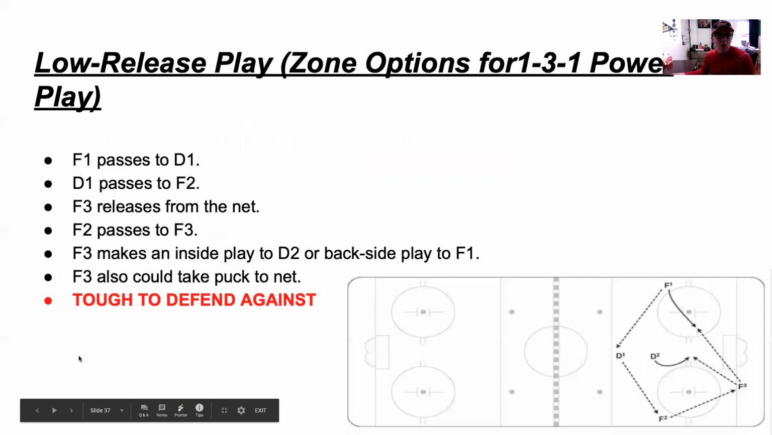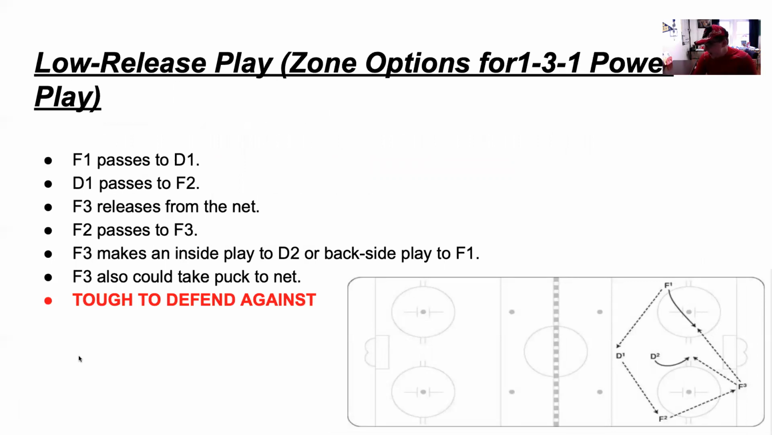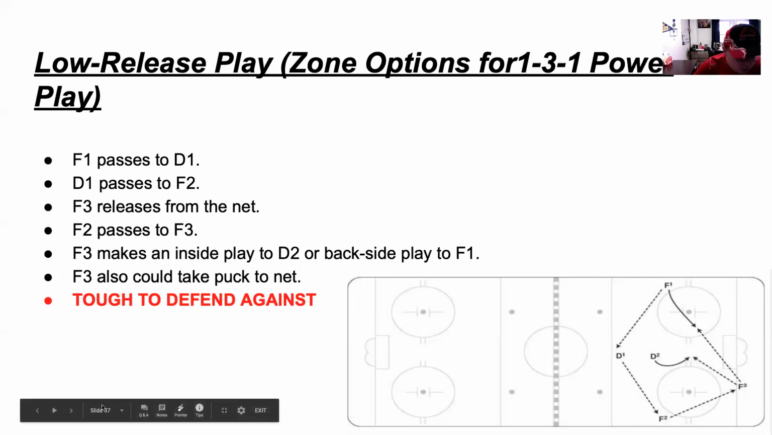And then we have the low release play. So from this, F1 passes to D1, D1 passes to F2, F3 releases from the net, F2 passes to F3, F3 makes an inside play to D2 or backside play to F1, and F3 also could take the puck to the net. It's really tough to defend against. Okay, so take a look.